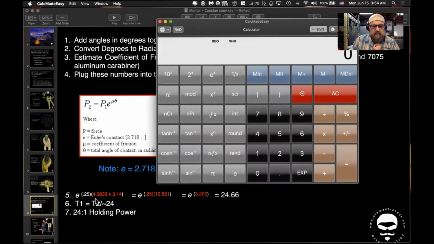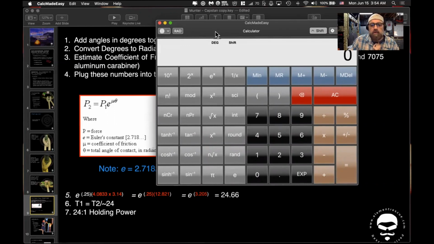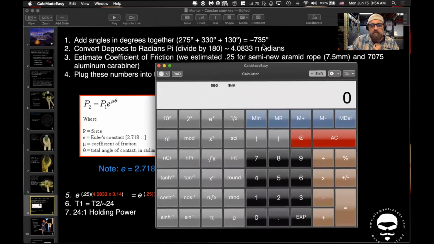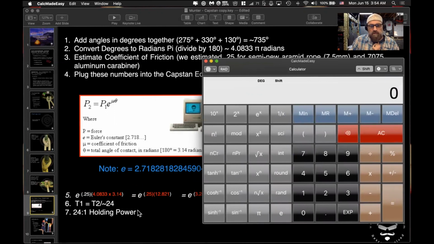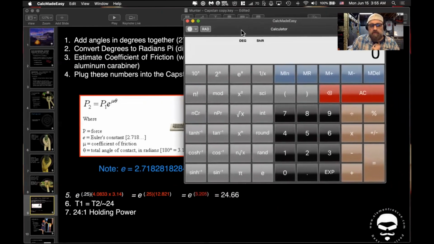When we look at this, we take the original number that we got, 4.0833, and multiply that by 3.14. So this is the number with the angles, when we divided it out to pi radians. By doing this, we're taking the pi out of it. Then the 0.25 is obviously our coefficient of friction. After we take the pi out, we get 12.821, and those two things are multiplied together to become the exponent for Euler's constant.